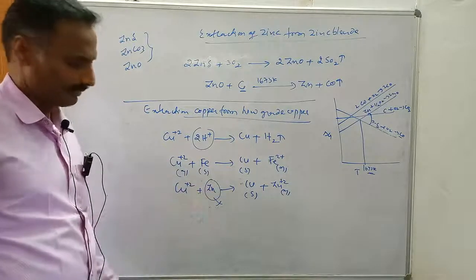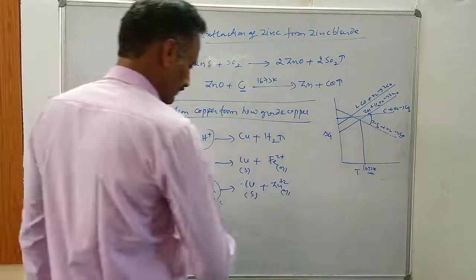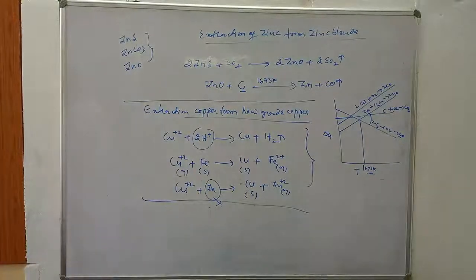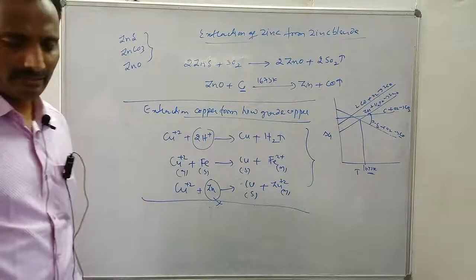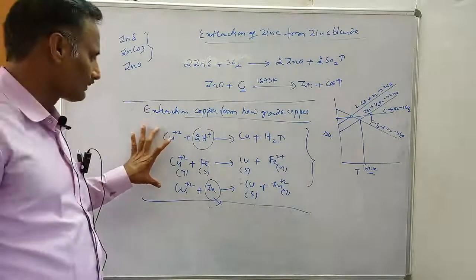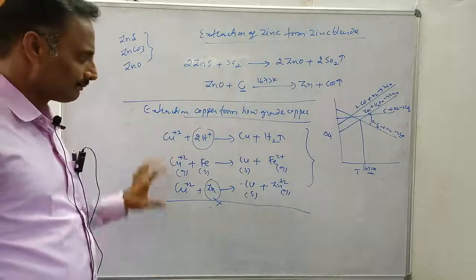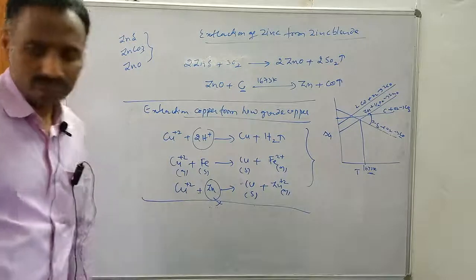This is the main concept involved in obtaining copper from low grade copper ores. This is one of the important questions asked in the PU board exam: extraction of copper from low grade copper. This is a simple equation that is present here.